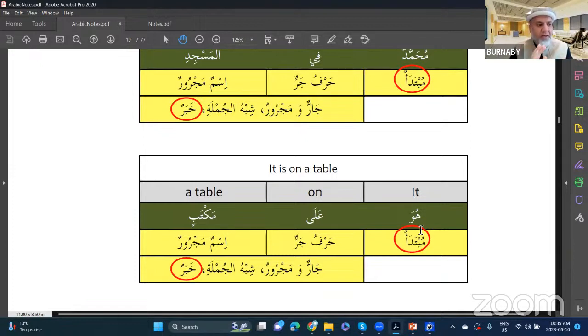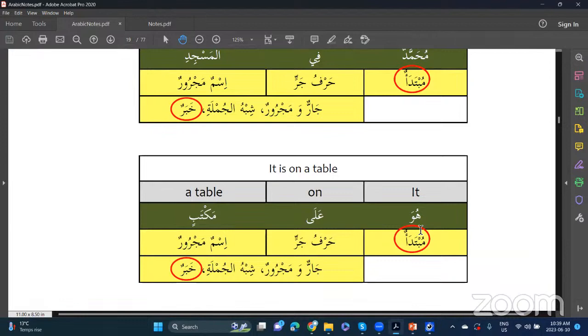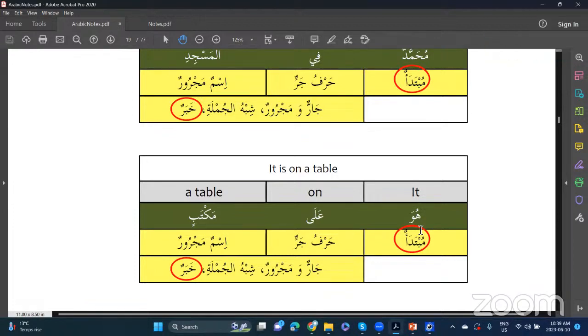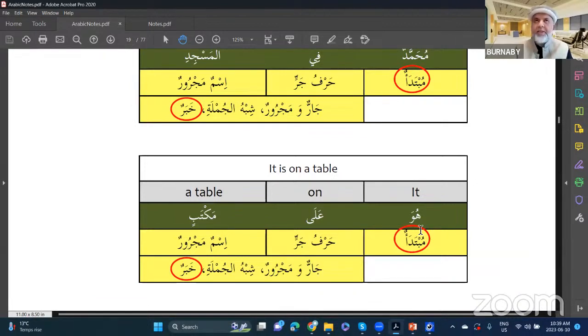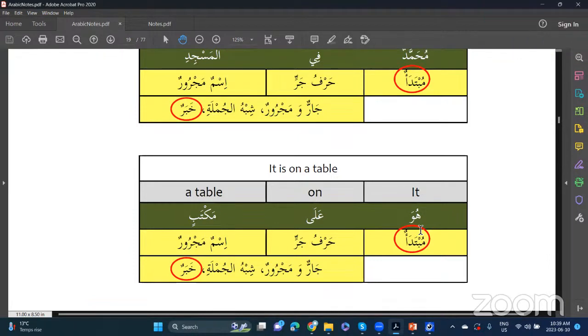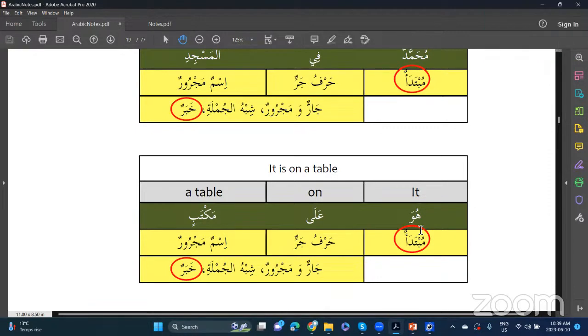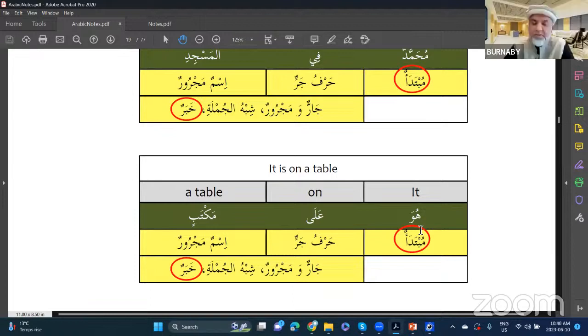So is huwa a detached pronoun? Yes. Brother Abzal, are detached pronouns common or proper? Proper. So what is one of the rules for mubtada? That mubtada has to be proper. And is huwa rafa, jar or nasab? Nasab?